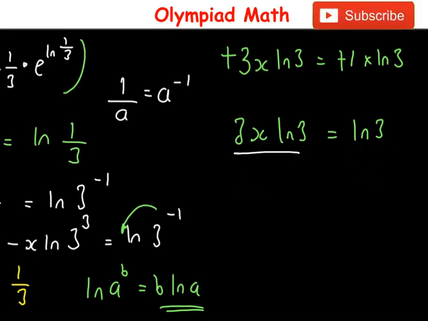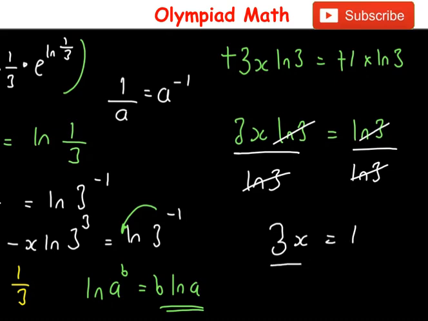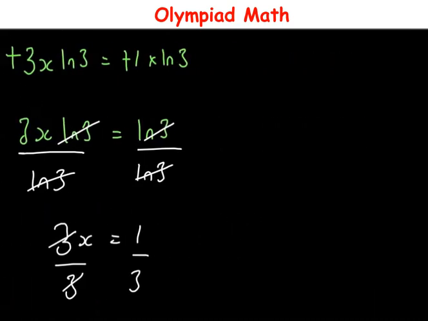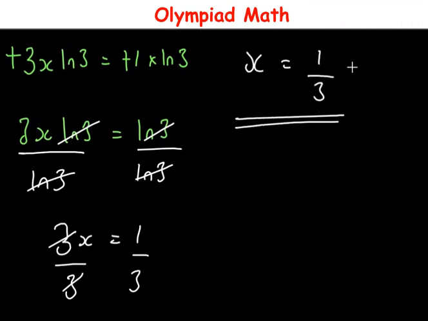Then divide this equation by ln 3, ln 3 will divide ln 3, we have 3x equals, this divide this, we have 1. Then divide this equation by 3 to solve for x. 3 divide 3, we then have the solution of x, that x is then equal to 1 over 3, and this is the final solution for the value of x for the first method.